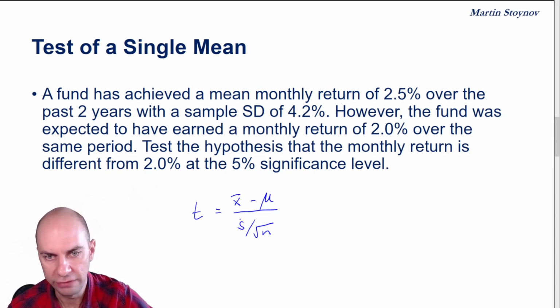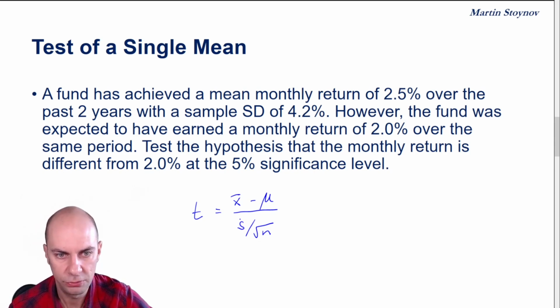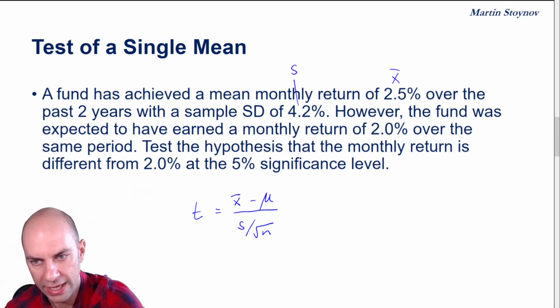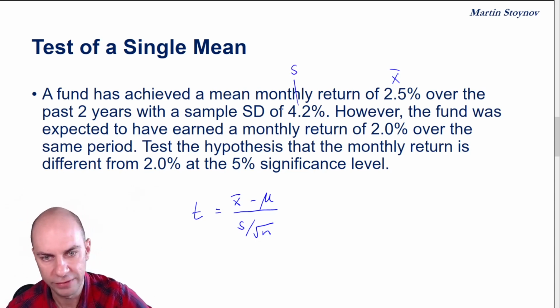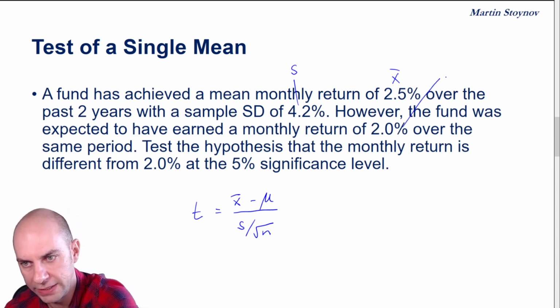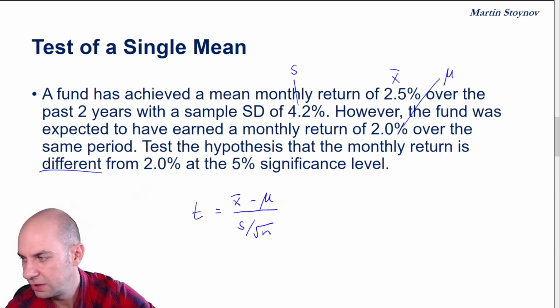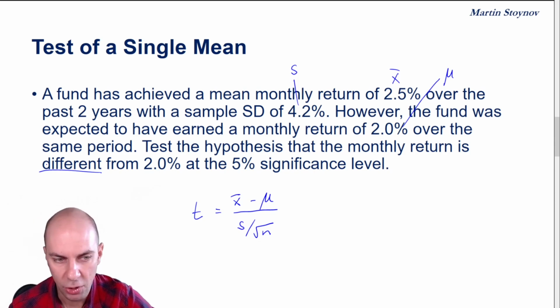A fund has achieved a mean monthly return of 2.5% over the past 2 years with a sample standard deviation of 4.2%. So there's our x bar, and there is our s. However, the fund was expected to earn a monthly return of 2%. That is my mu, the assumed population parameter over the same period. There's the hypothesis that the monthly return is different from 2%. The word different, of course, implies that we are going to be looking at a two-tailed test.